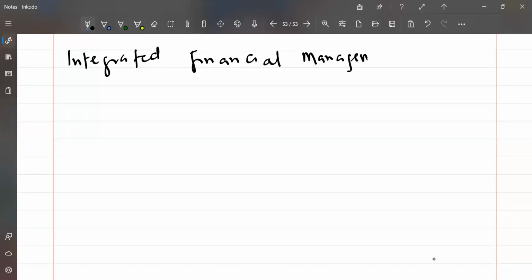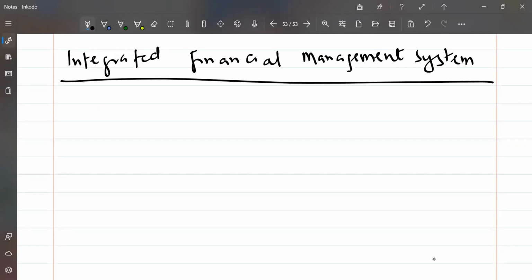The last issue that we need to do, we call it integrated financial management. I hope those in the public space are using it. No? You don't use it? We are still using ITS. What is ITS? Integrated system. Let's move on.